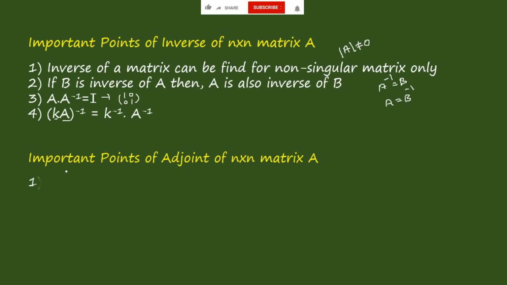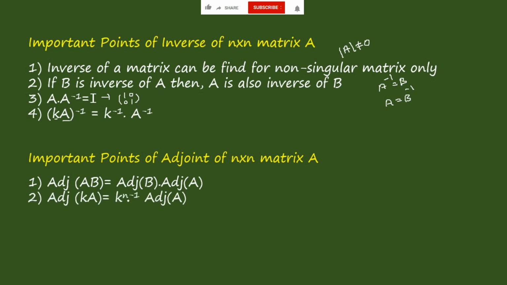Now come to the important points of adjoint of a matrix. The first one is nothing but adjoint of AB is equal to adjoint of B into adjoint of A. The second one, adjoint of K into A is equal to K power n minus 1 into adjoint of A. Okay. Come to the third one. A into adjoint of A is equal to determinant of A into unit matrix is equal to adjoint of A into A.